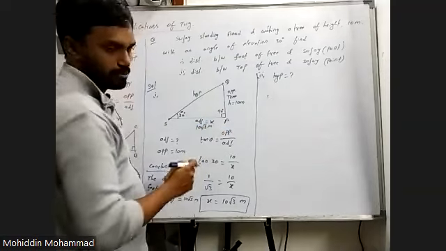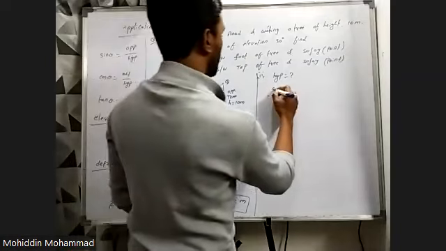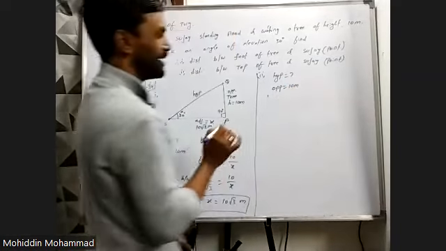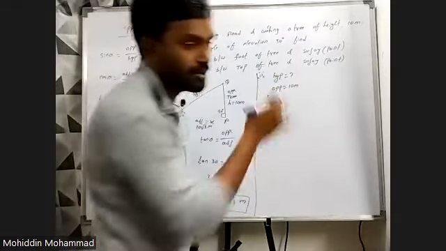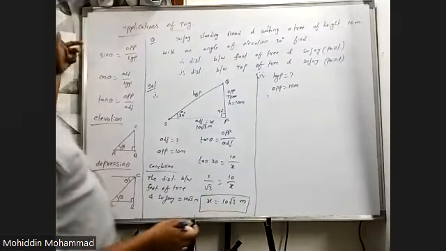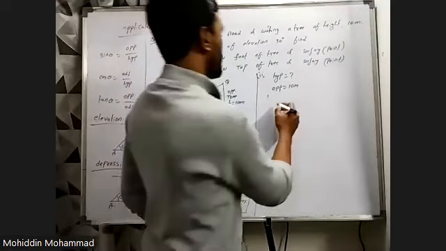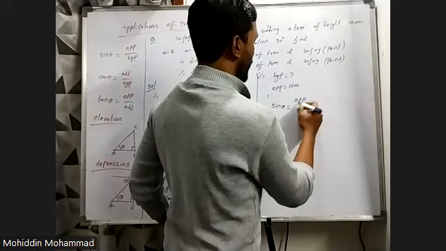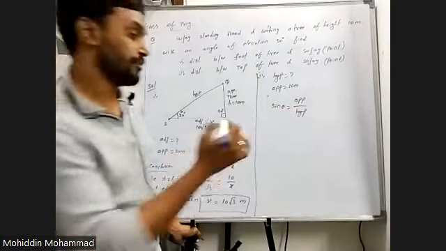We know both. Which one shall I take? Anything you wish, I'll take opposite. Any one is enough. Opposite 10 meter is given. So what trigonometric ratio gives you the relation between opposite and hypotenuse? Sine theta. Any one of these three: sine, cos, tan. Sine. So write that sine theta is equal to opposite by hypotenuse. Theta how much is given? Fantastic.